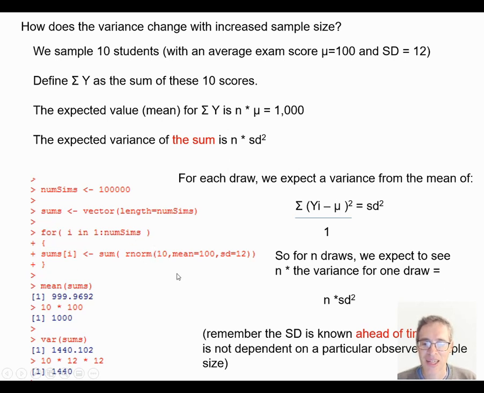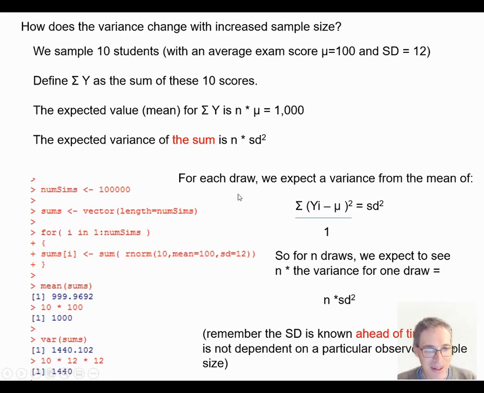So here I just have 100,000 students take the test with a mean of 100 and a standard deviation of 12. I'm going to sum 10 students taking the test, right? So this is the sum of the 10 students taking the test. This is the sum of the y. My expectation of the mean of that is 1,000, and sure enough, that comes out right at 1,000. And my expectation of the variance is n times 12 times 12, n times the standard deviation squared, or n times the variance, which is 1,440. And sure enough, that's where the variance comes out of these sums.